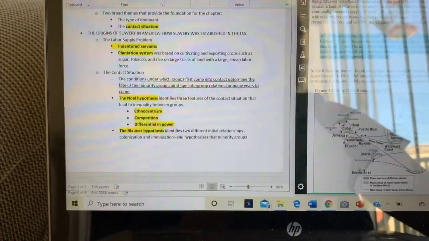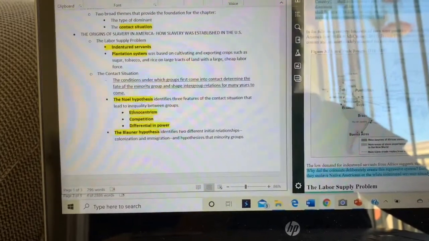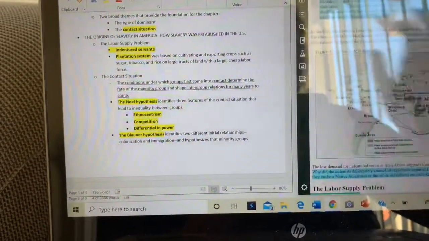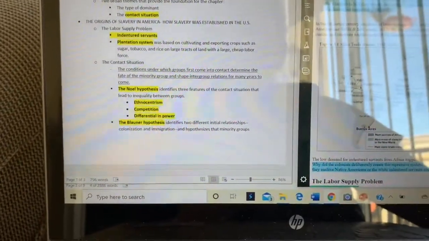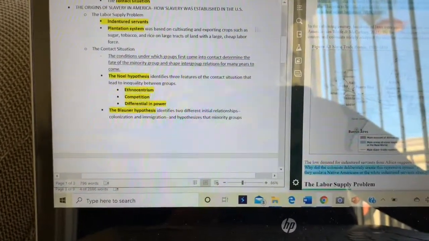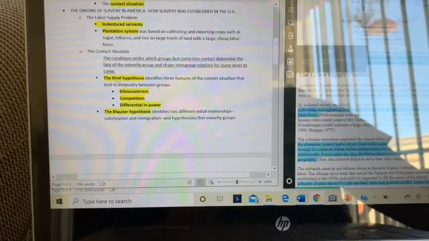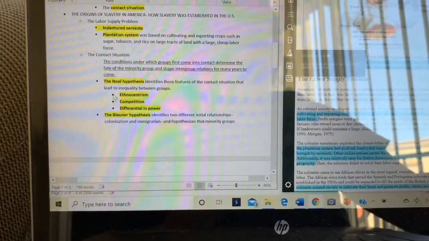Oh my gosh, it's so heartbreaking to me. This chapter was kind of hard to read for me. So then it jumps into the contact situation some more.